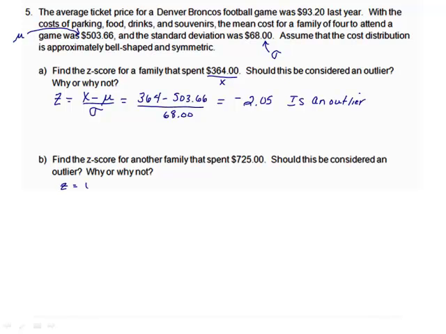And for part B, again, we're finding the z-score for a different family that spent $725. So again, we're using our mean and standard deviation, putting in the 725 for X. And here we get a z-score of 3.26. Notice this is positive because the value was larger than the mean. And this would definitely be an outlier, no matter how we looked at it, because it's more than 3 standard deviations away from the mean.